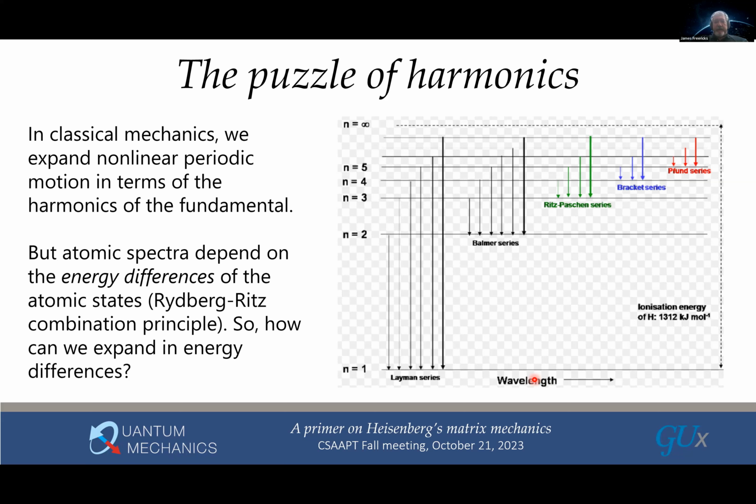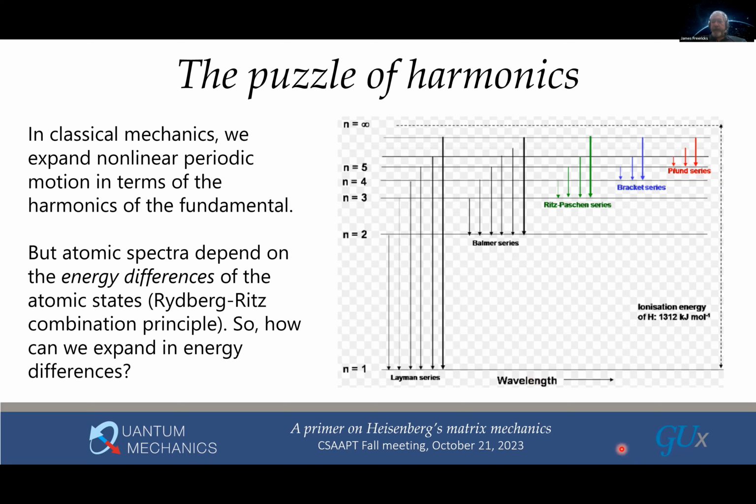Instead, the spectra can be shown to be described in terms of energy differences. And this principle is called the Rydberg-Ritz combination principle. And this is sort of a fundamental property of quantum mechanics that you have to incorporate into some description of quantum mechanics. And this was the thing that Heisenberg was sort of grappling with.